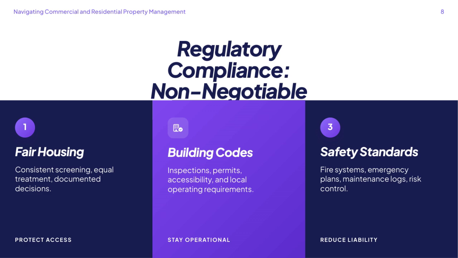Alongside that, safety standards are vital. Maintaining functional fire systems, having emergency plans in place, keeping detailed maintenance logs, and implementing risk control measures all contribute to reducing liability. By focusing on these elements, we can effectively navigate the complexities of property management while protecting both tenants and property owners.